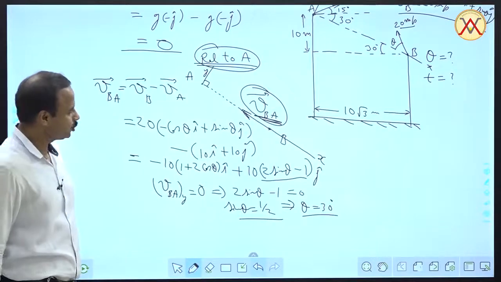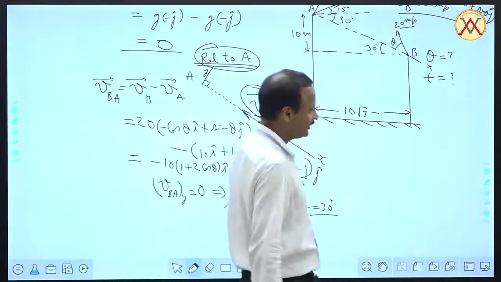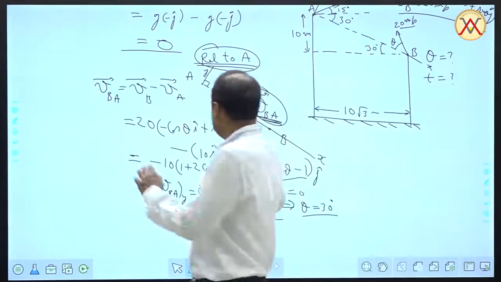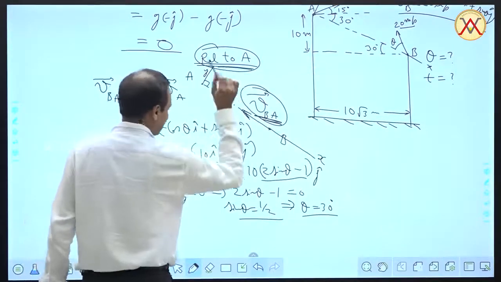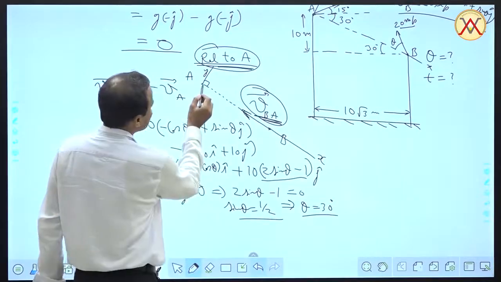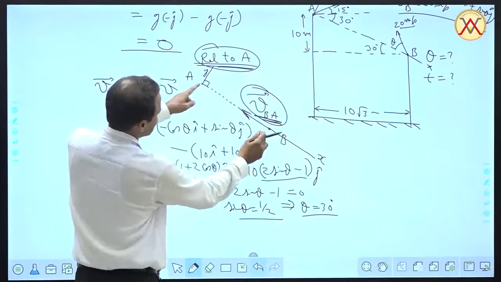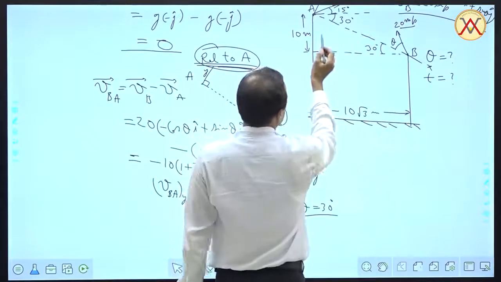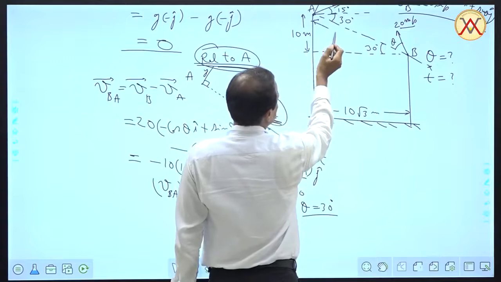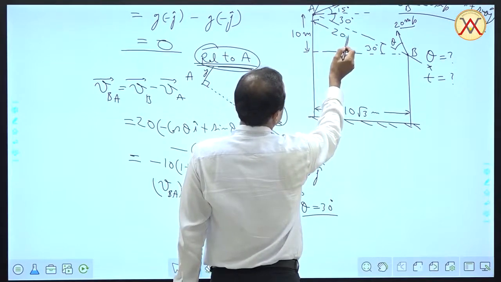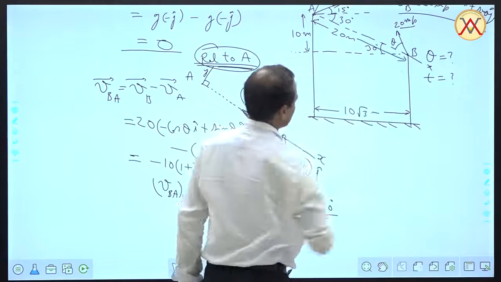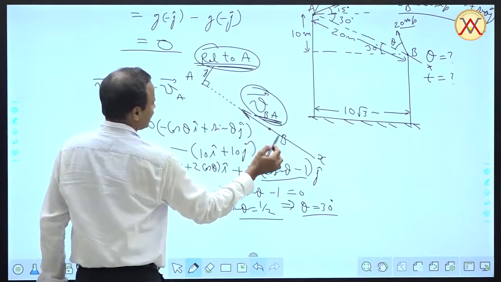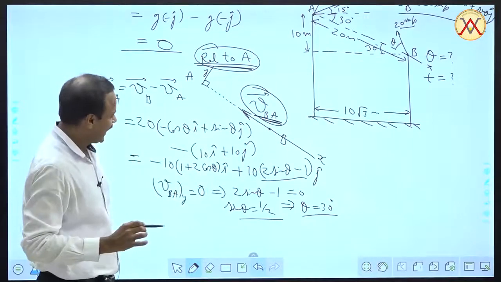Now about the second part, how to find the time when they will collide. All right, so we can get the time again by using this frame of reference. How much is the distance to be traveled? What is the distance of separation between A and B? See, if this side is 10, this is 10 root 3, we can easily get from Pythagoras theorem that the initial separation between A and B was 20 meters. So the distance to be traveled by B relative to A is 20 meters.